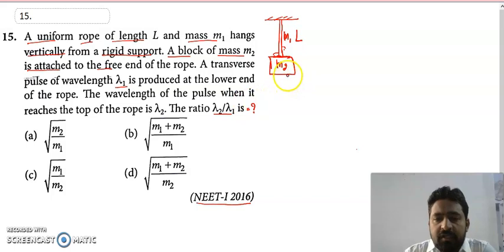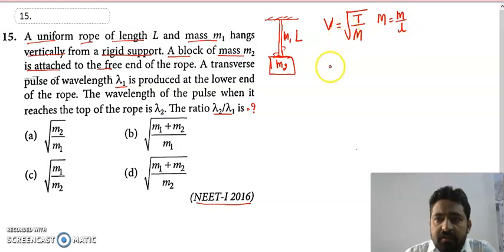Okay, let's see. First of all, it is a transverse wave. The speed of the transverse wave is given by v is equal to the square root of T divided by the mass per unit length, where m means mass divided by length. So v is directly proportional to the square root of the tension.